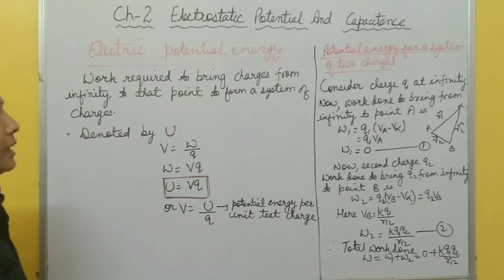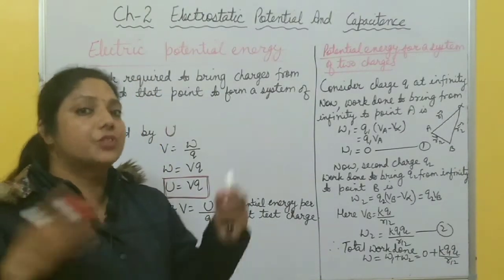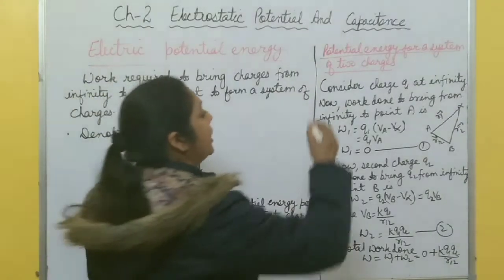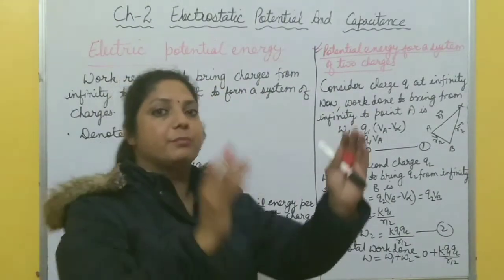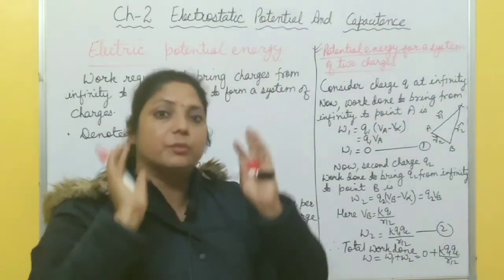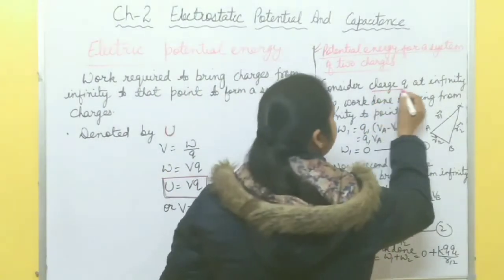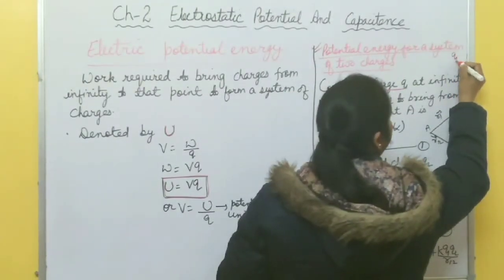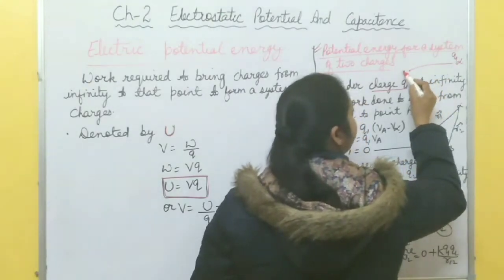Now in exams it may come that you must derive the expression for potential energy for a system of charges, for a system of 2 charges, 3 charges, 4 charges, in this way. Now I am going to derive potential energy for a system of 2 charges, right? You want to assemble the 2 charges in the system, then what is the potential energy for a system of 2 charges? For this, suppose charge Q1 is at infinity. Now you want to bring this charge to a point A.